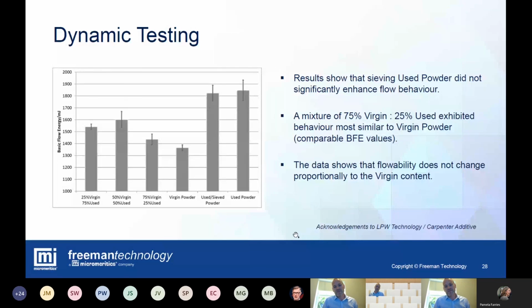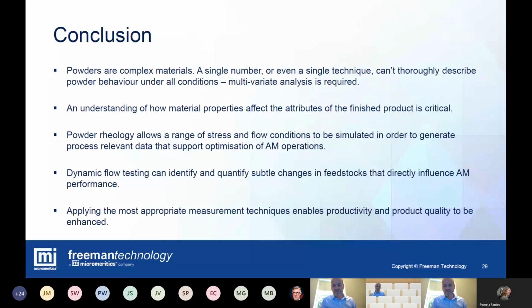Next slide, Pamela, please. So I think I've probably just about consumed the time allocated, so I won't spend too long just on this conclusion, because obviously time's for questions later.